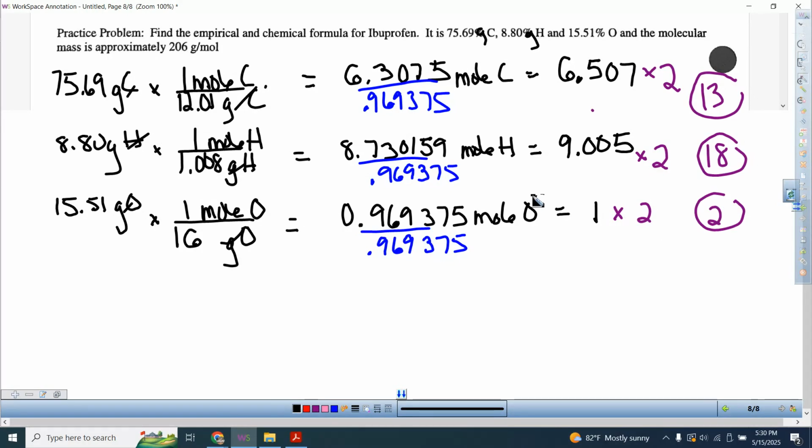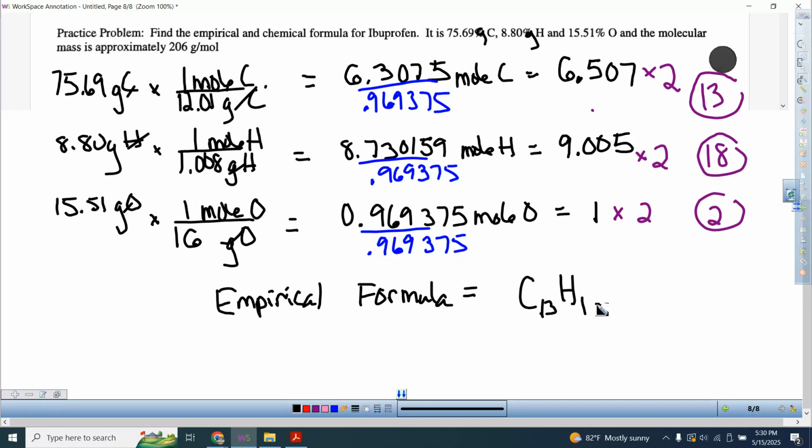Okay, so sometimes you have to double it. Sometimes you have to triple it to make it near a whole number. There are also some circumstances where you have to quadruple it to make it near a whole number. But generally, if you see something like this, you're just going to have to double them. And so what I have here, because this is organic, it has carbon and hydrogen and oxygen. My empirical formula that I get from the percent is C13, carbon goes first, then hydrogen, and then the oxygen, and we have 2 of those.